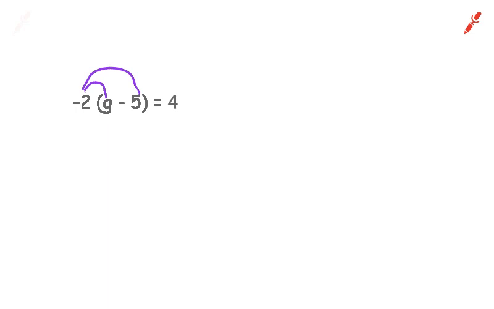So negative 2 times g and negative 2 times negative 5. Negative 2 times g gives me negative 2g. Negative 2 times negative 5 gives me positive 10, and that equals 4.